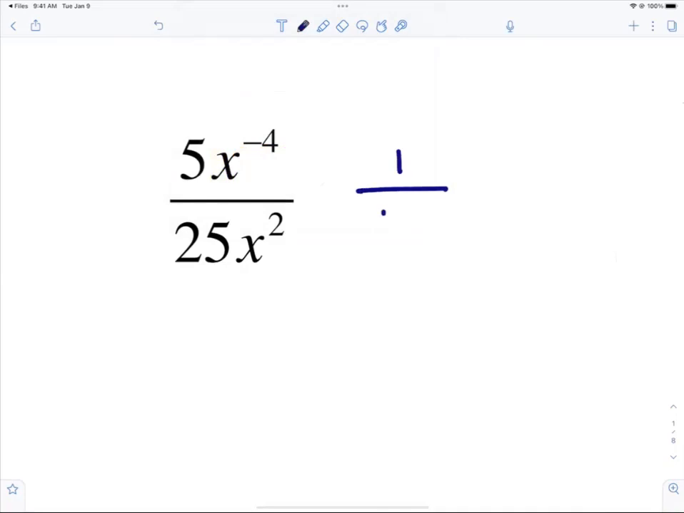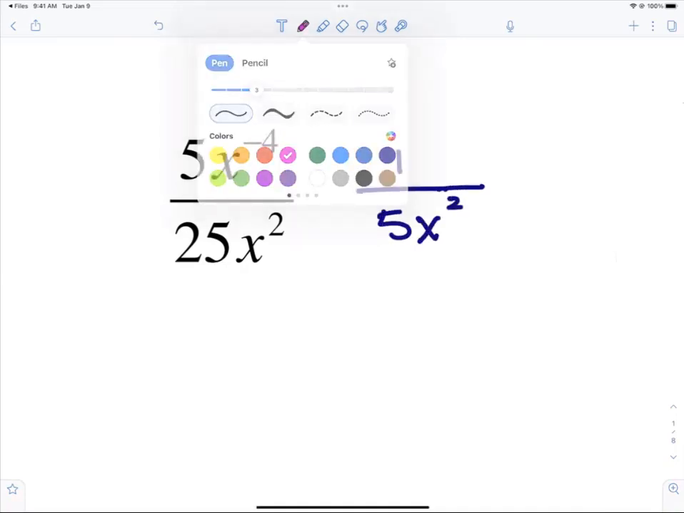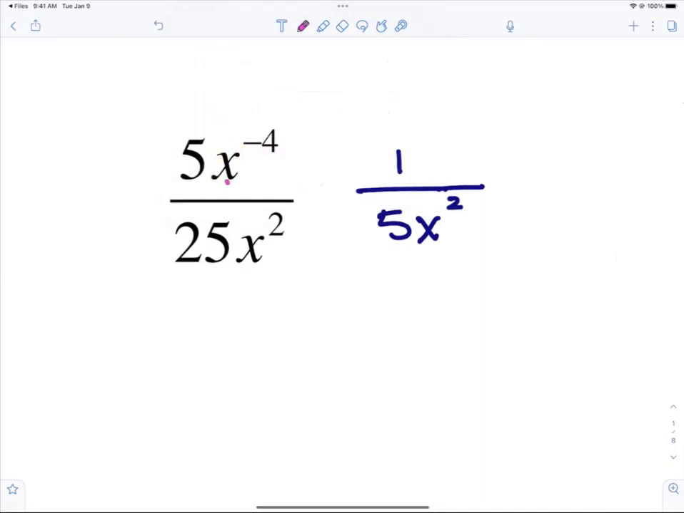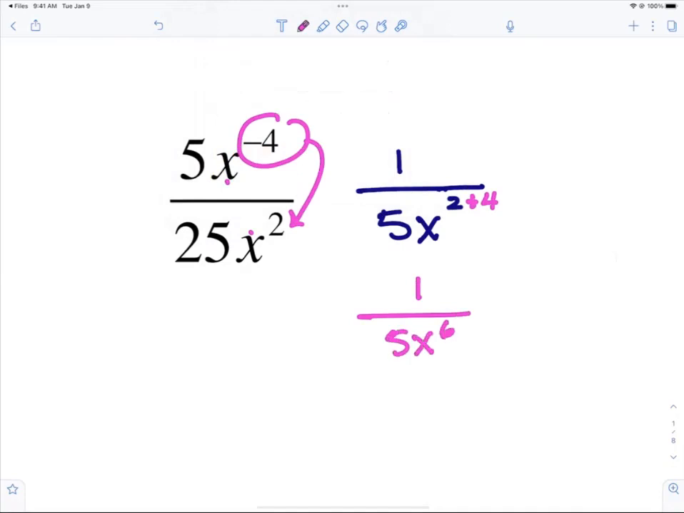I've got an x squared in the denominator. This negative power right here, the bases are the same. They're both raised to the power of x. When I bring this down to the other side, that 4 becomes positive. So the simplified expression here is 1 over 5, and x is raised to the power of 6.